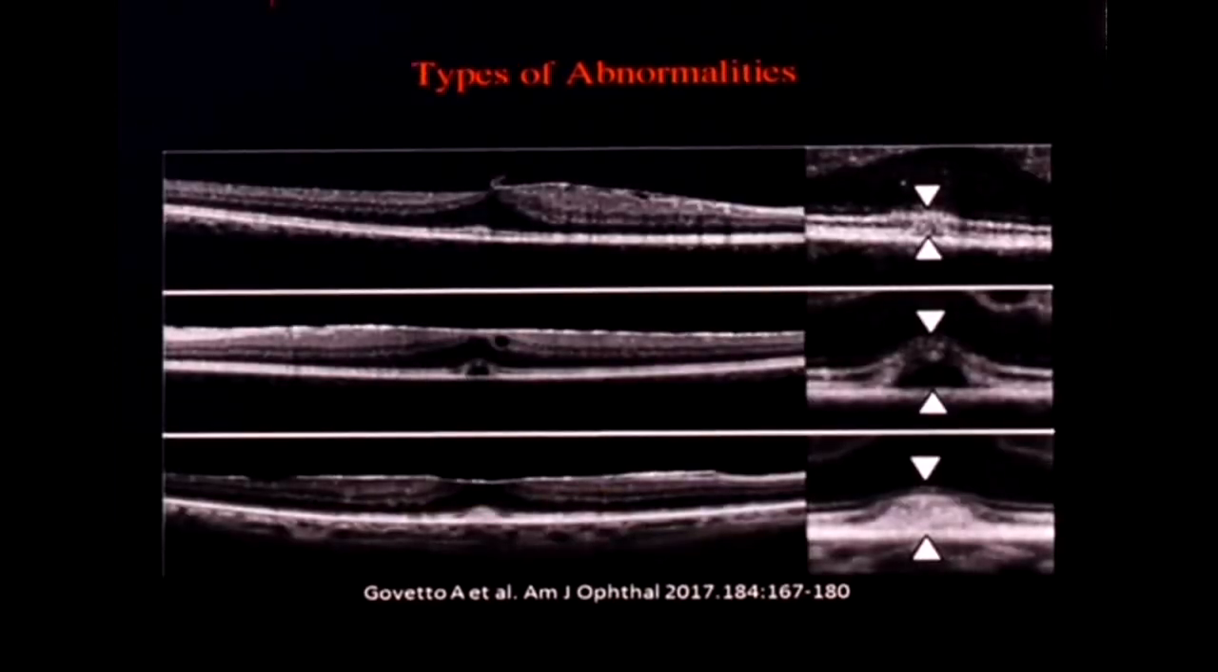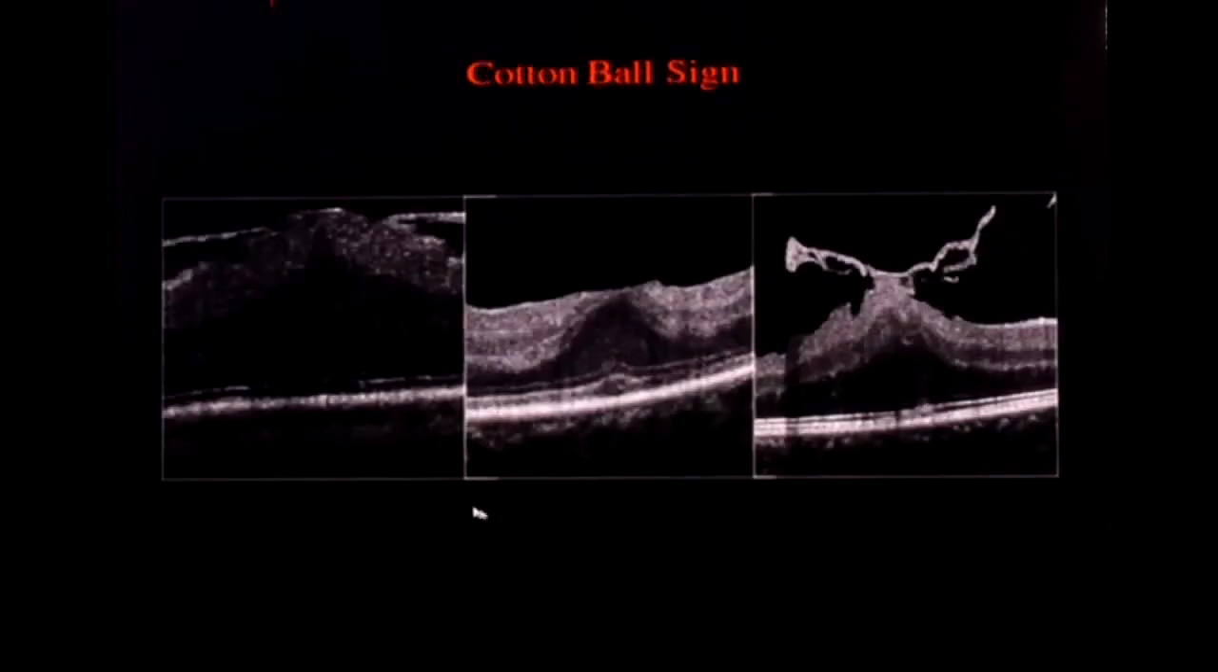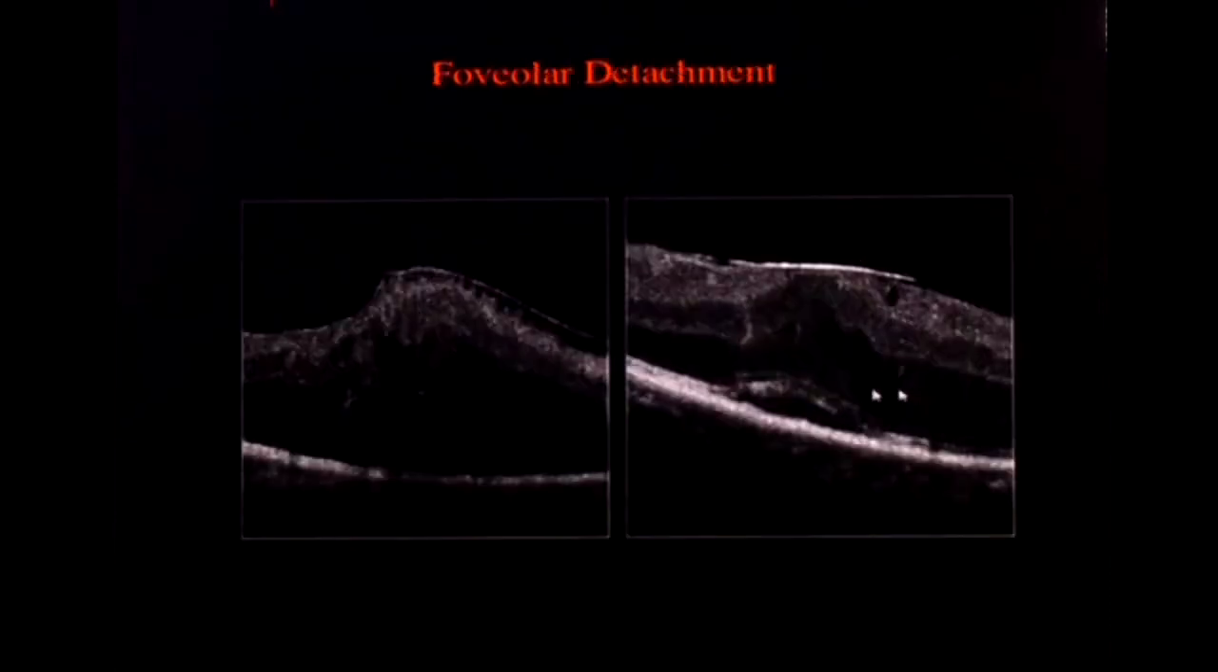So these are the 3 examples. This one is an example of the fuzzy cotton ball sign. This is a neurosensory detachment, and this is an acquired vitelliform lesion in a case of ERM. These are our examples where you have this fuzziness at the fovea. Again here, it's almost evolving into a neurosensory detachment. And another example here. So this is a neurosensory detachment here.